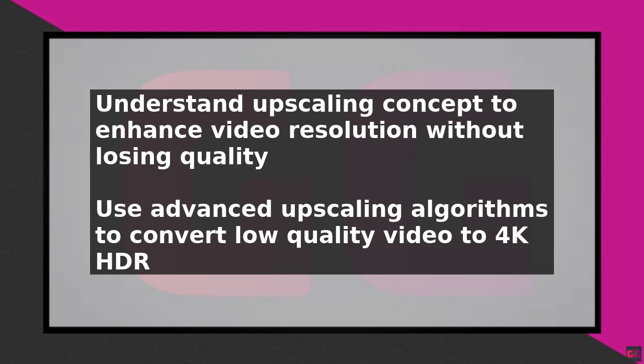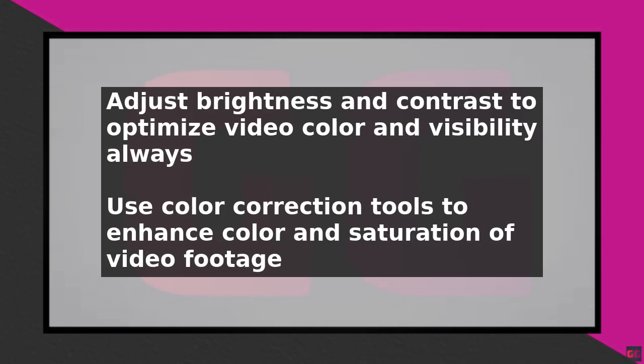In practical terms, converting low-quality video to 4K HDR can be a game-changer for content creators. For example, if you have a video that was shot in low-light conditions, you can use Capcut Mobile to enhance its quality and make it look more professional. Similarly, if you have a video that was shot in a low resolution, you can use Capcut Mobile to upscale it to 4K HDR and make it look more cinematic.